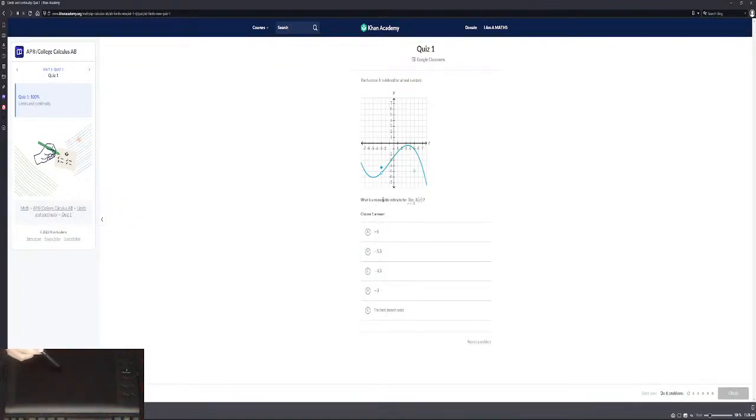what is a reasonable estimate for the limit of the function as x approaches -3? There's a removable discontinuity, which means that the function is defined here, but the limit doesn't exist there. So the limit would be at this hole, -5.3.